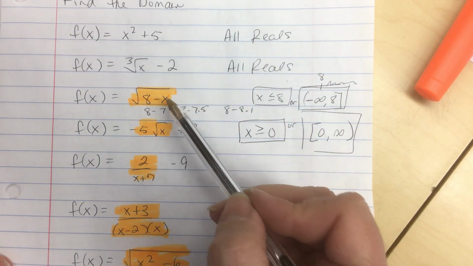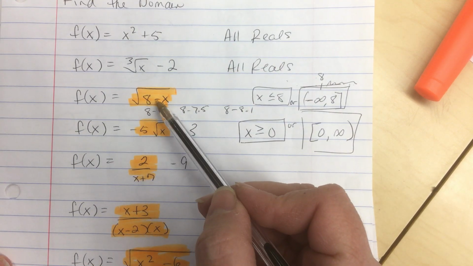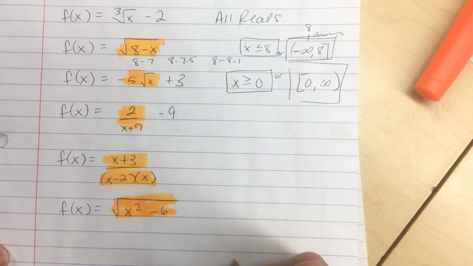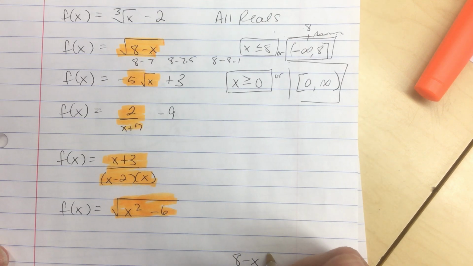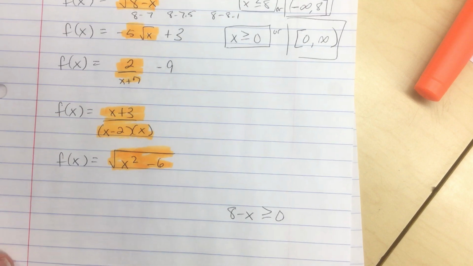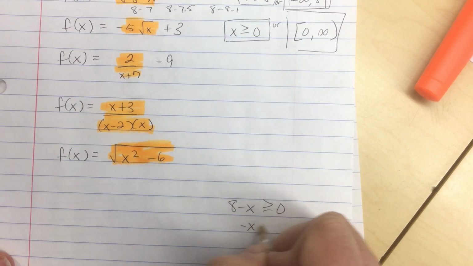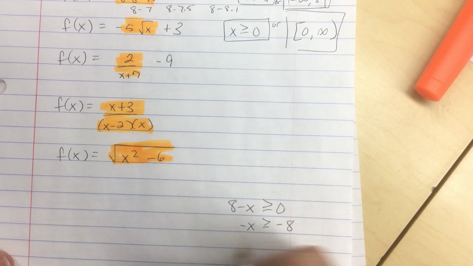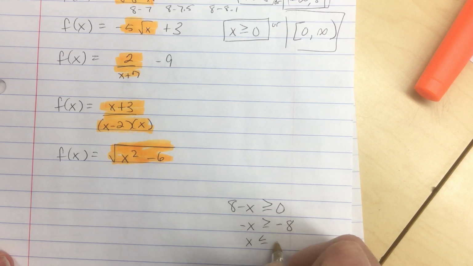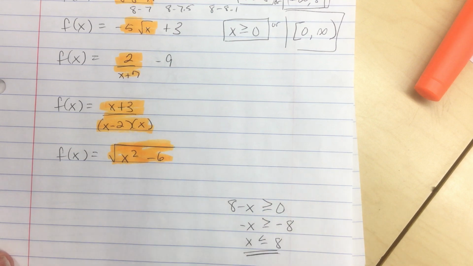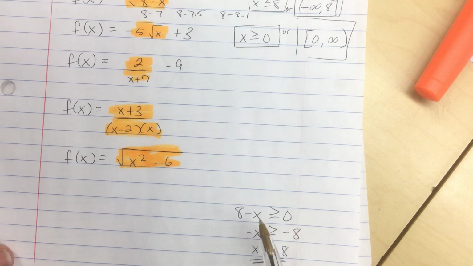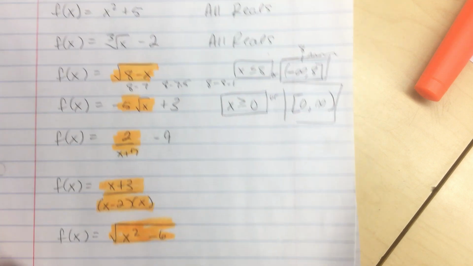Now, a shortcut to that is to take whatever's on the inside, which would be 8 minus x, set it greater than or equal to 0, and then just solve the equation. So negative x is greater than or equal to negative 8, divide by negative 1, flip your sign, and you get the answer. So take the inside, set it greater than or equal to 0, and solve.